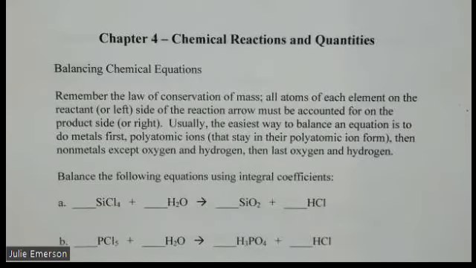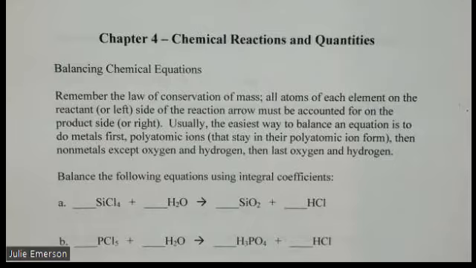Okay, so for chapter 4, this is going to be the beginning of our stoichiometry. Stoichiometry is when we can look at a chemical reaction and answer questions like how much of this product should I get from using this much reactant, or how much reactant do I need to produce this much product? Those are the kinds of questions that we're going to be looking at.